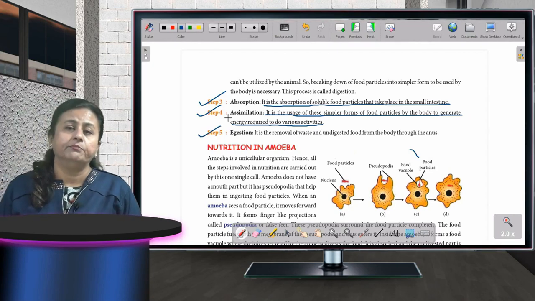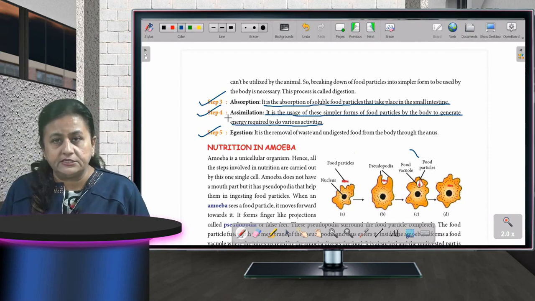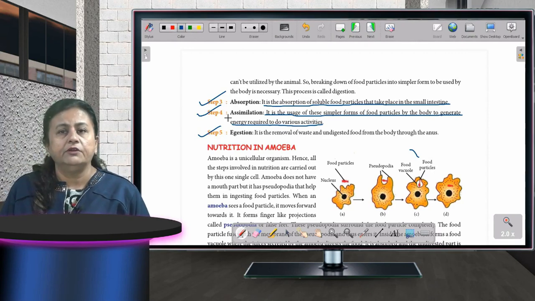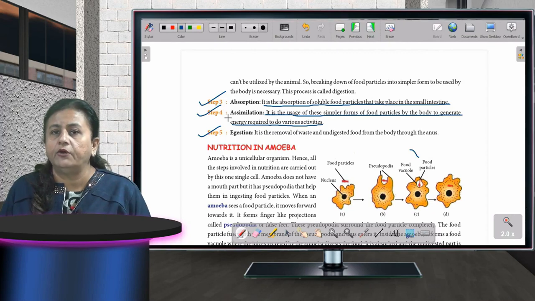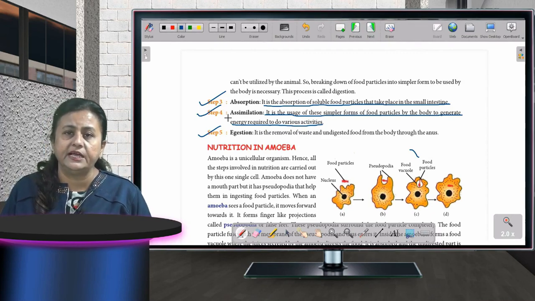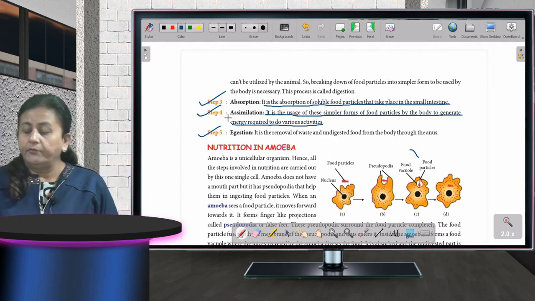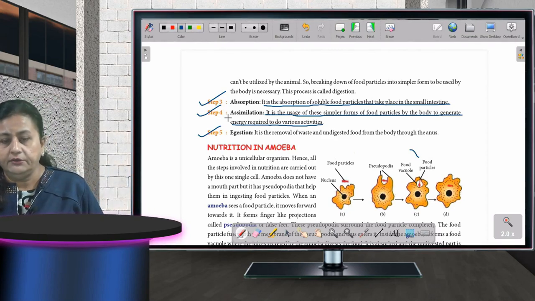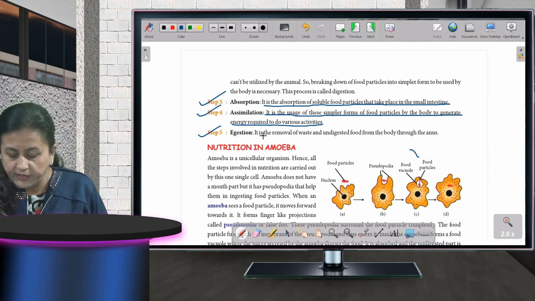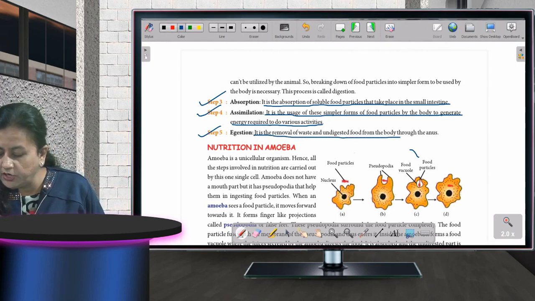Fine. Now the fifth one, that is egestion. Now the body has digested and consumed the food, and the waste material has to be taken out from the body. That is known as egestion. So the removal of unwanted or leftover food from the body through the anus is called egestion. I hope this is clear to you all.